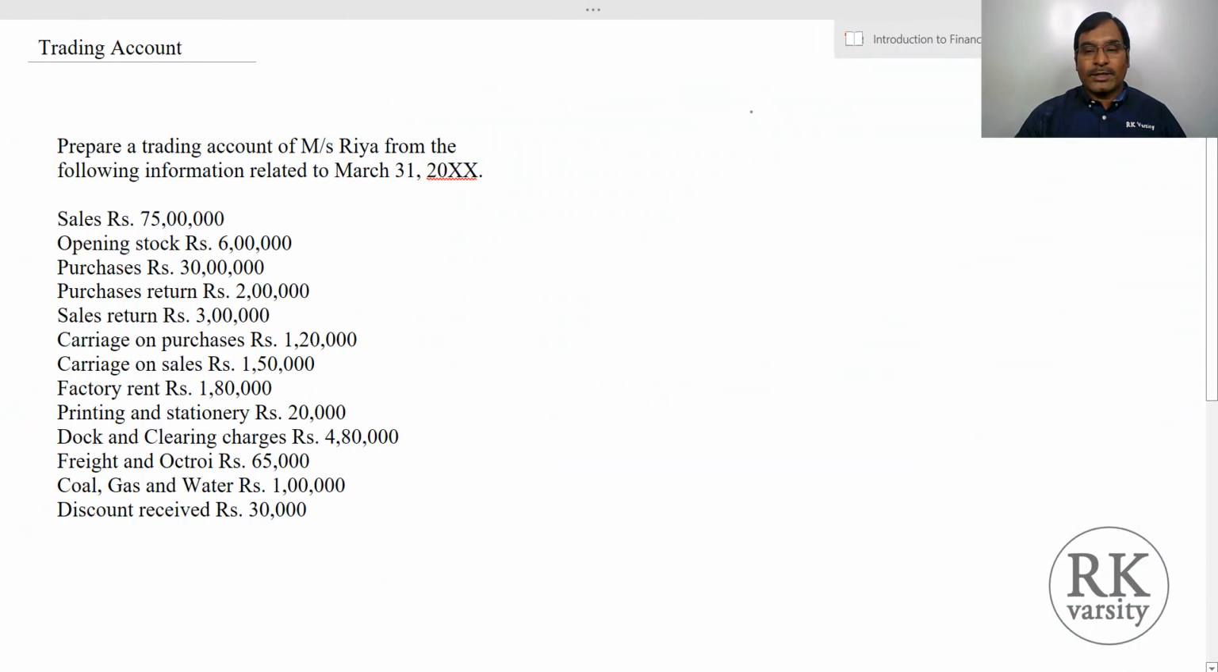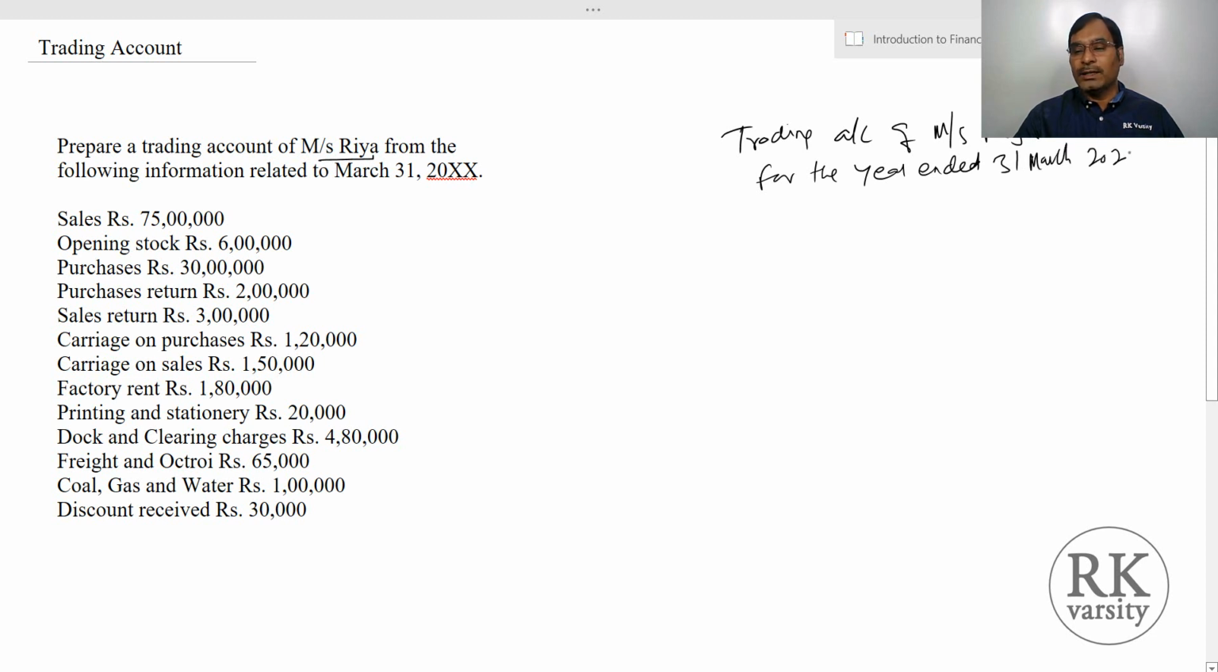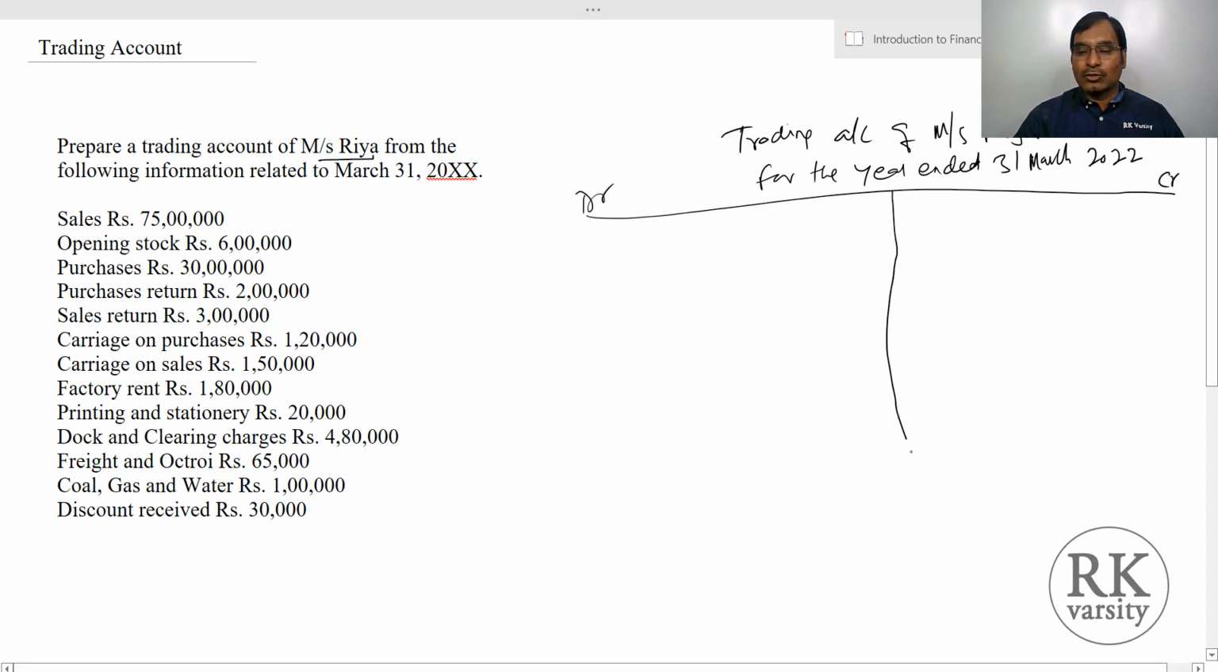First, I'll show you the format of a trading account. Let us say we are preparing a trading account for Mrs. Ria, so we title this: Trading Account of Mrs. Ria for the year ended 31st March 2020. This will be the heading of our trading account, and it will have a debit side and a credit side.